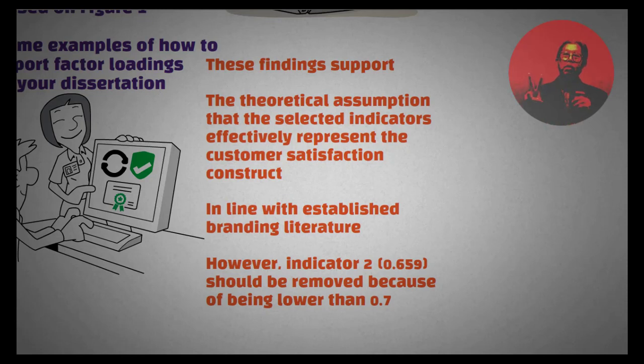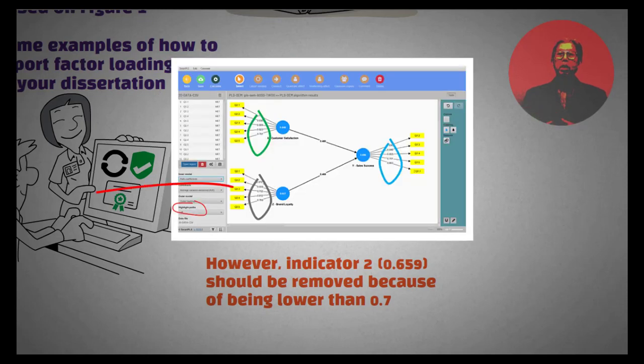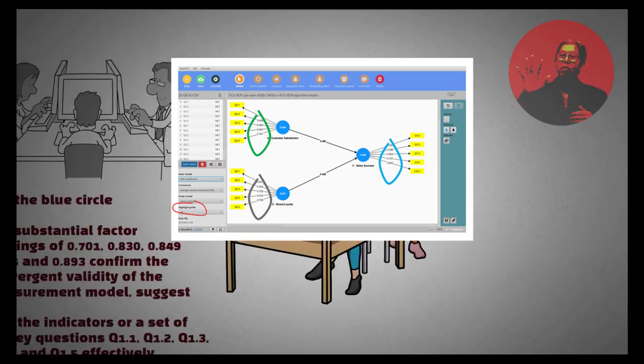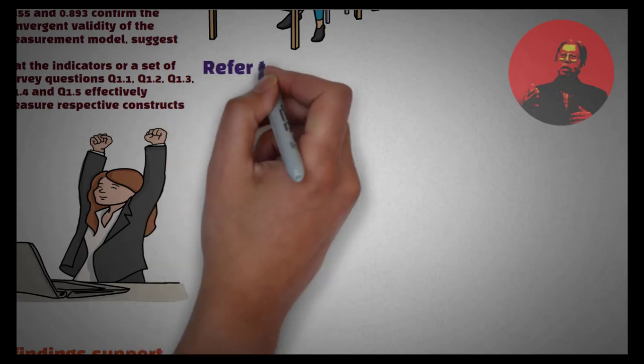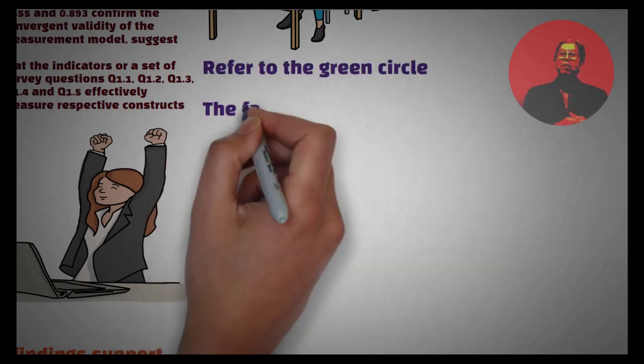However, indicator 2, 0.659, should be removed because of being lower than 0.7. That's why initially I told you we need to have more questions, because you may need to remove some of them in the experiment.